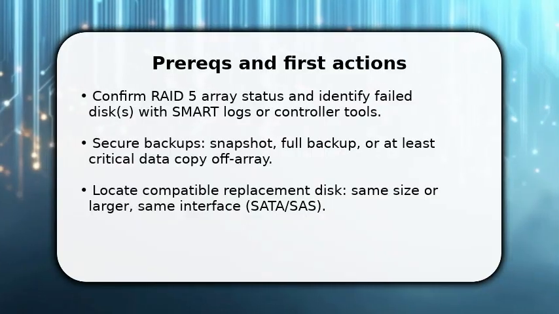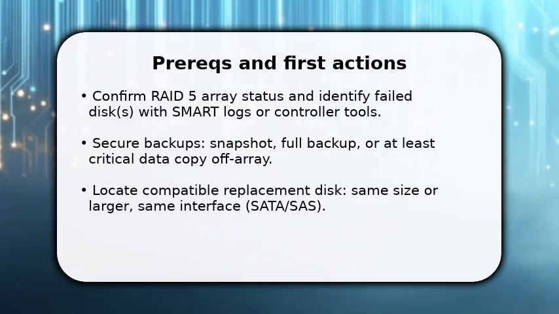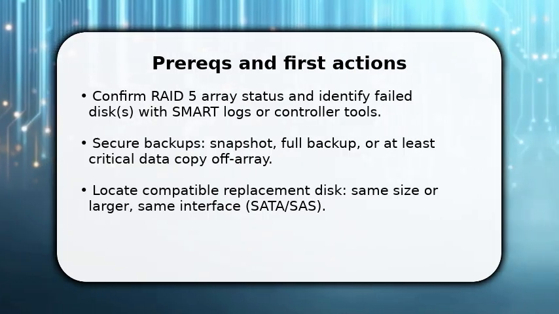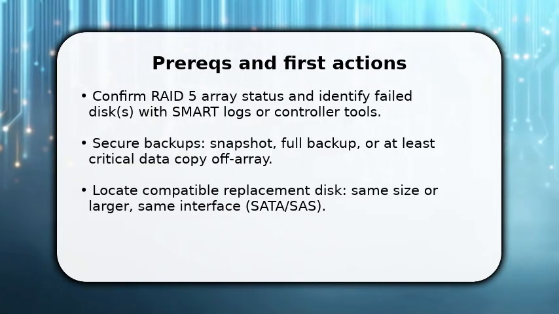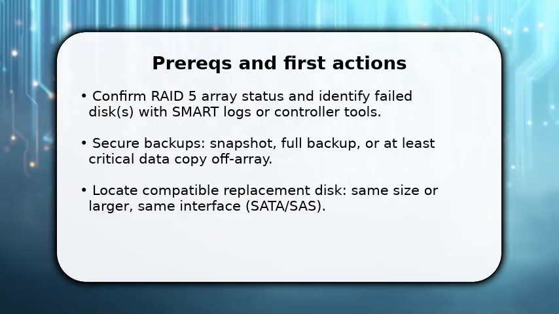You start by validating the array and identifying the failed member. Run the controller utility and smart checks so you know which bay is bad. Once identified, make sure you have a current backup or snapshot of critical data off the array. This protects you if reconstruction stalls.